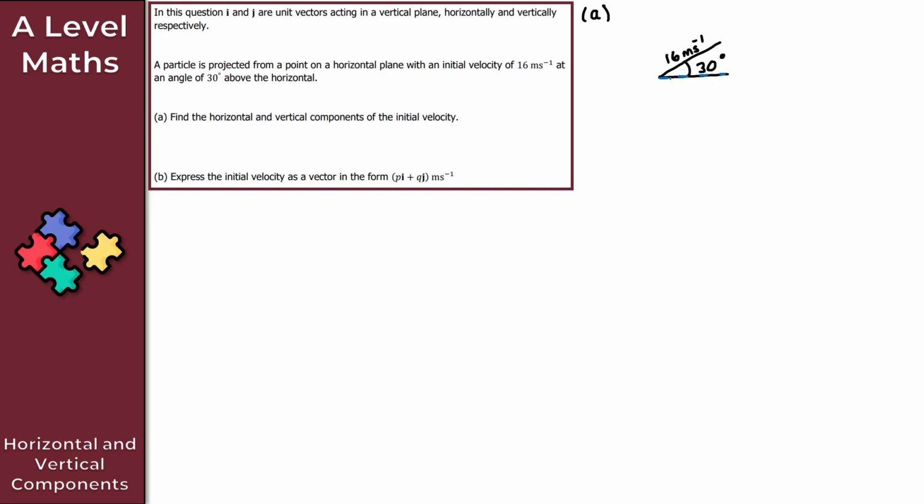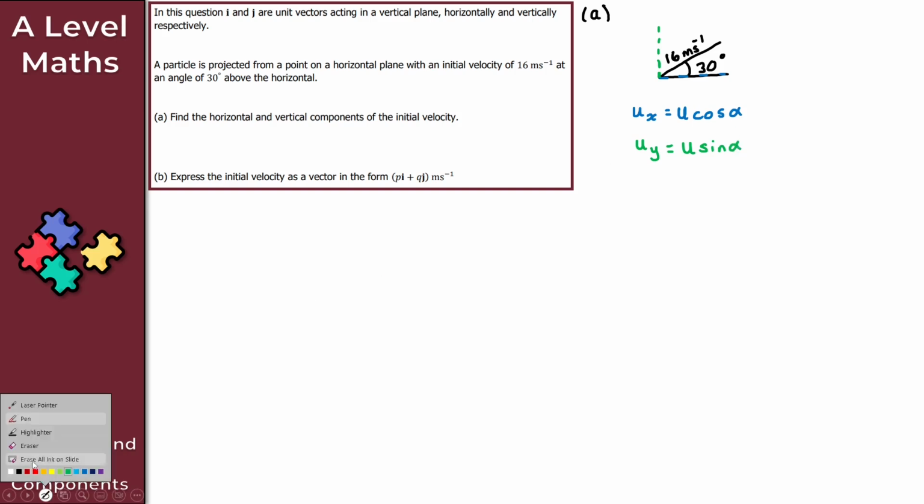For the horizontal component, we know that ux is equal to u cos alpha. And then for the vertical component, let's do this in green. That is for the vertical component, which we denote as uy. That is equal to u sine alpha. So nice and straightforward.